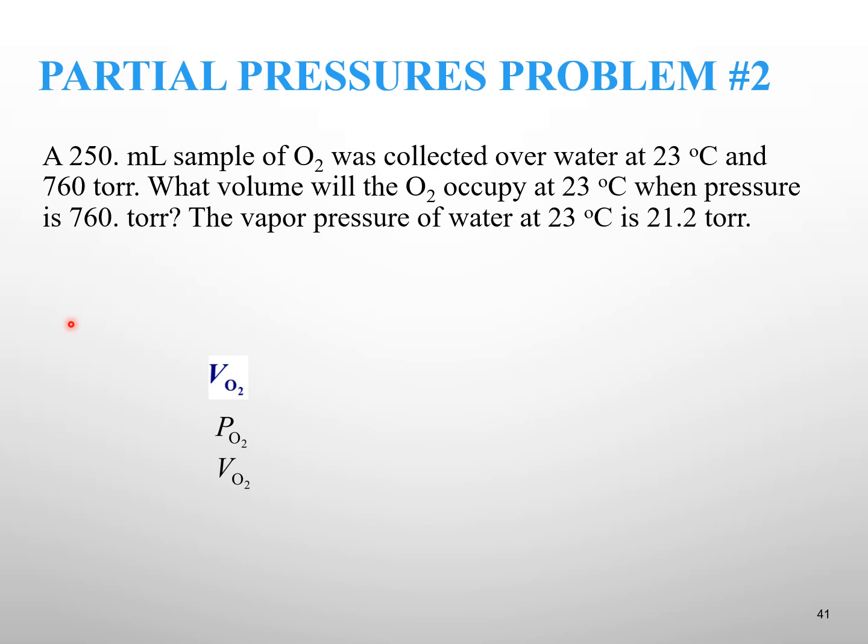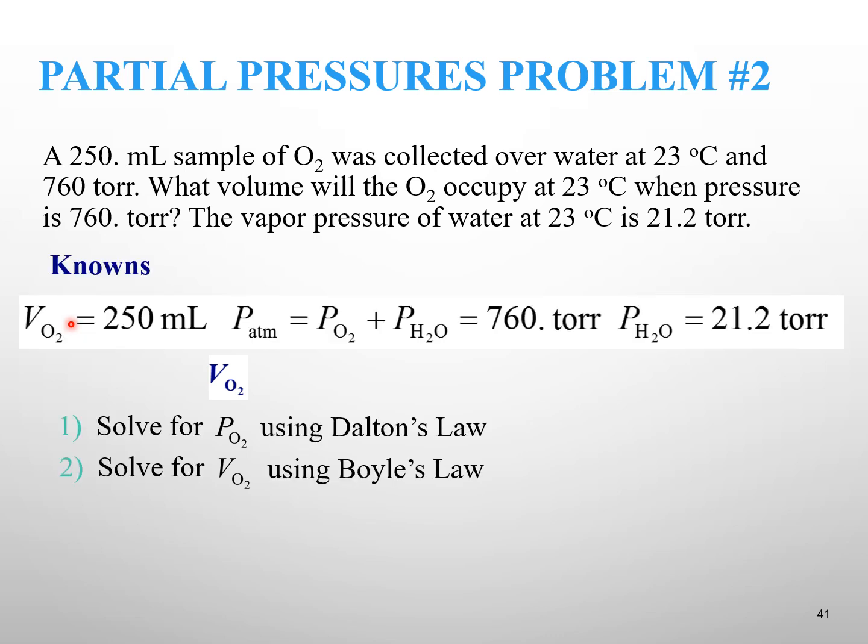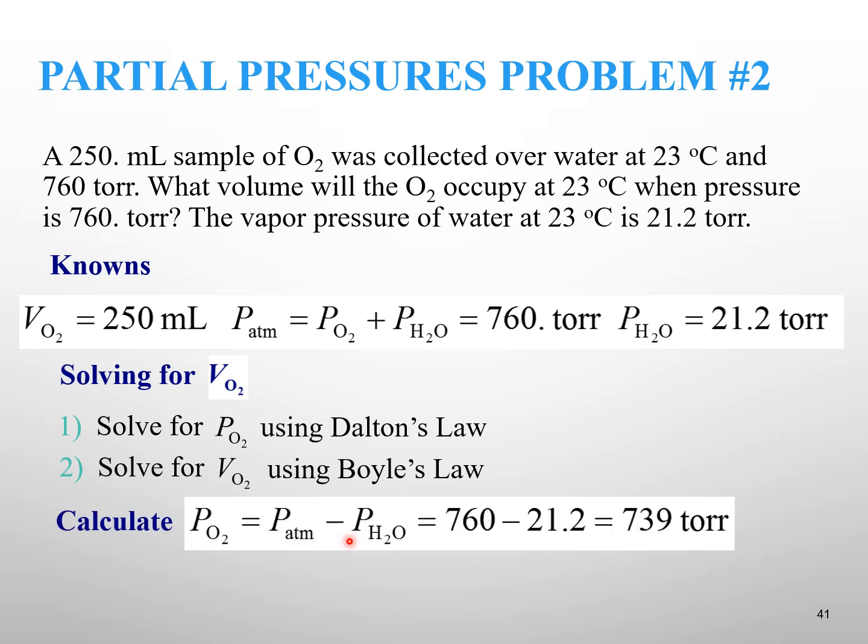So what you want to do here is, number one, we know that our volume is 250 mL. Our pressure is going to be oxygen plus water, which was 760 for the total. They told you the 760 is the atmospheric pressure. We also know that the water is 21.2. So then you can find out the pressure of just the oxygen, which is 760 minus 21.2. So 760 minus 21.2 gives you 739 torr. This is now the pressure of just the oxygen gas.